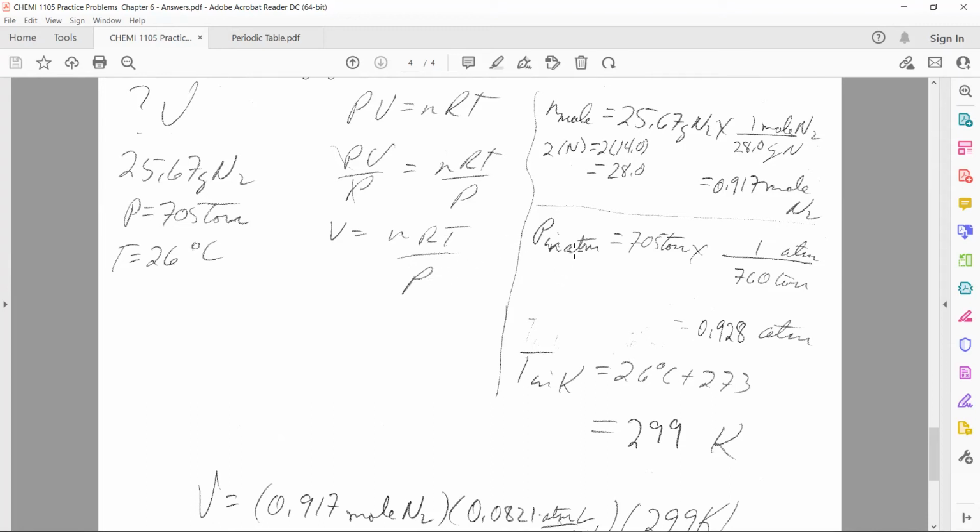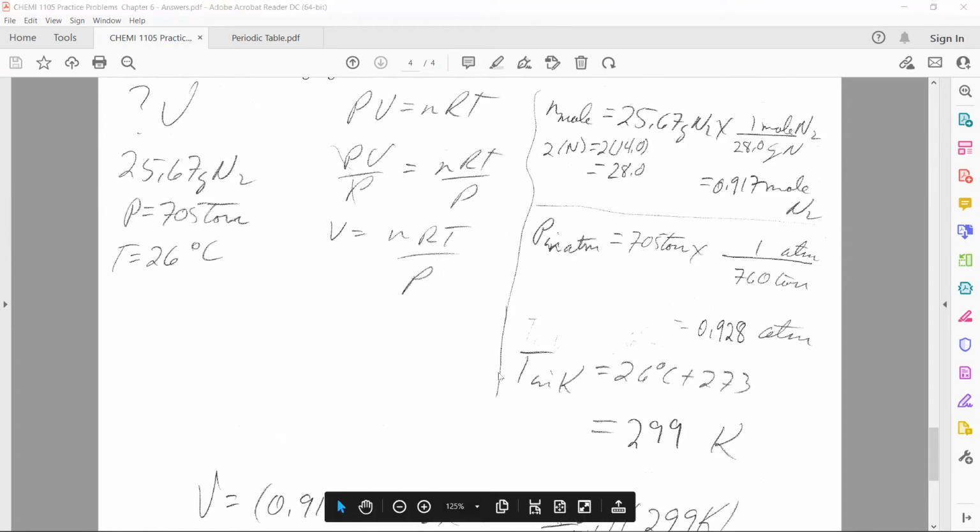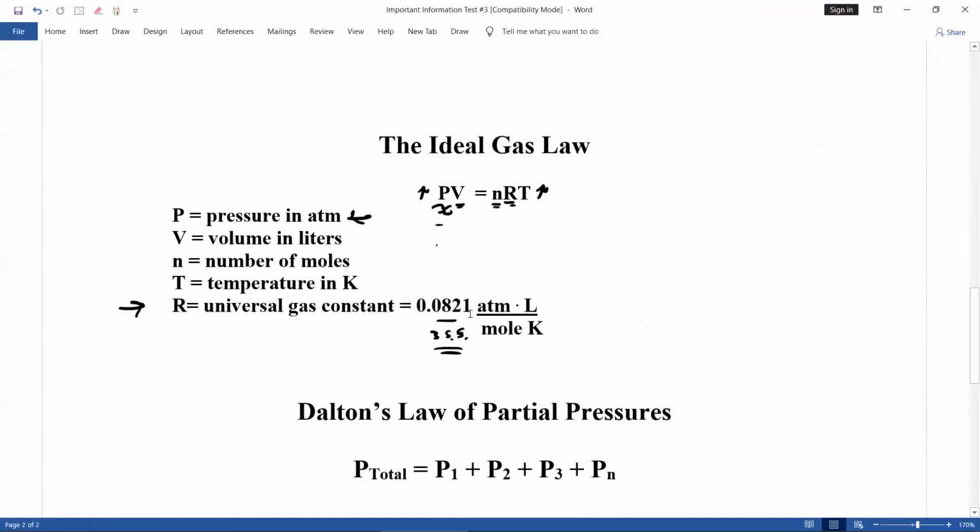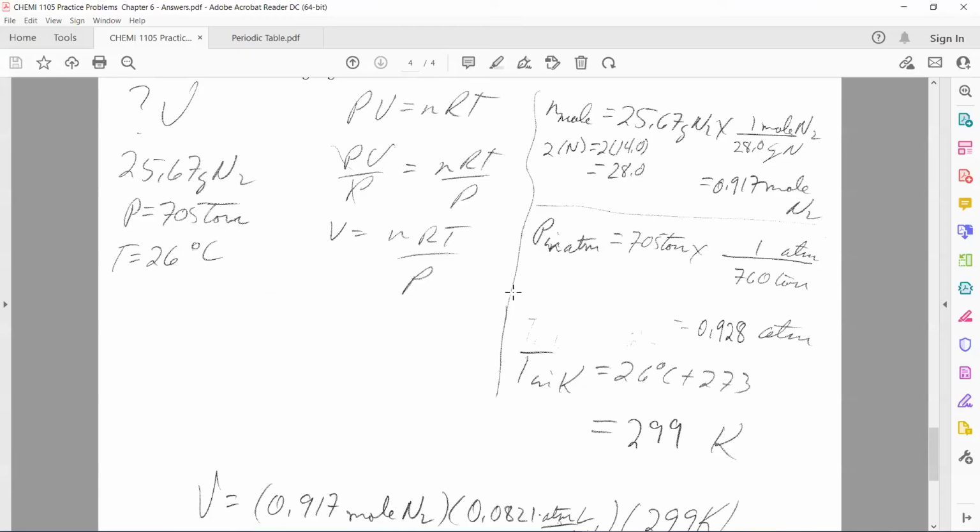And now if I look at this, pressure should be in atmospheres. In case you forgot, it's in important information, test number 3. In the ideal gas law, P, pressure, has to be in atmospheres. Well, I didn't give it to you. I have never seen a gauge measure pressure in atmospheres. It's usually in torr or millimeters of mercury. And in this case, I gave you torr, so I now have to change it to atmospheres.